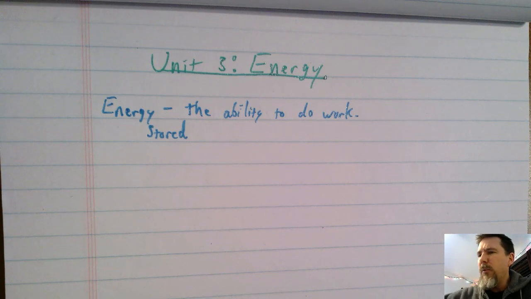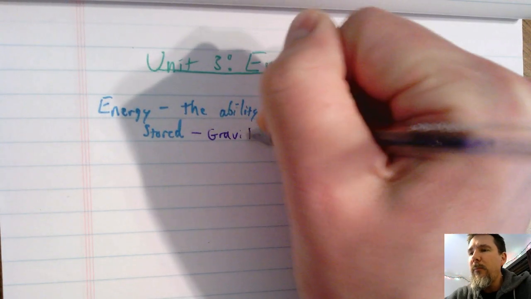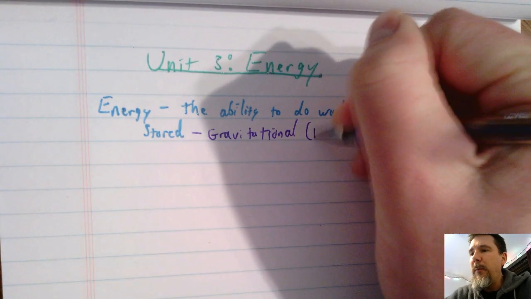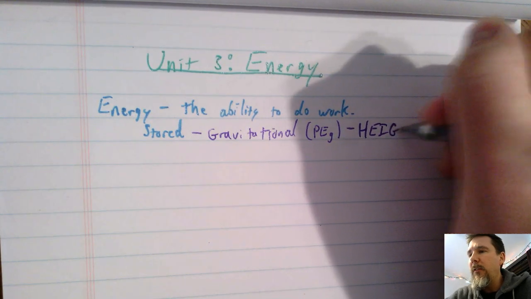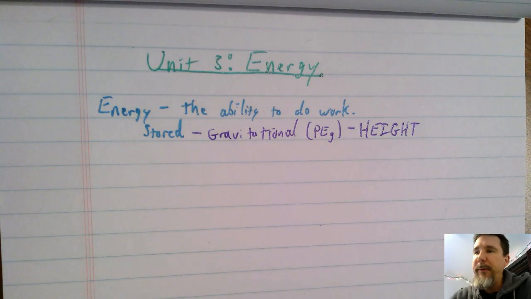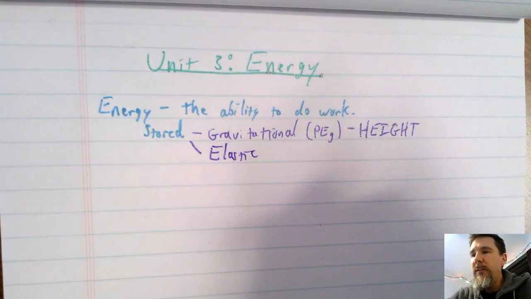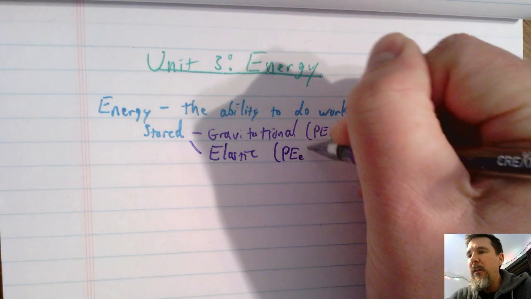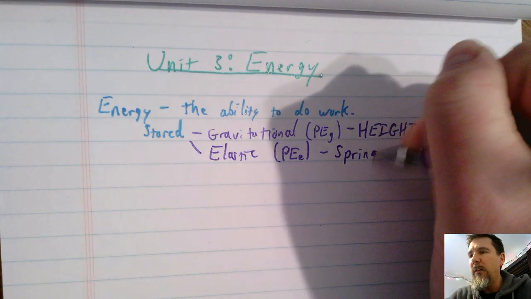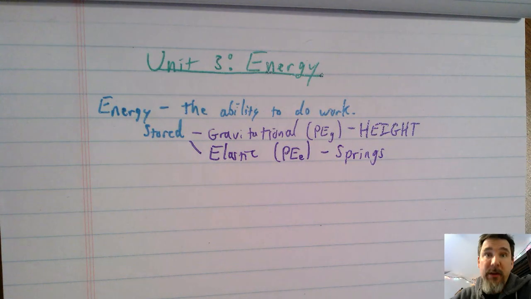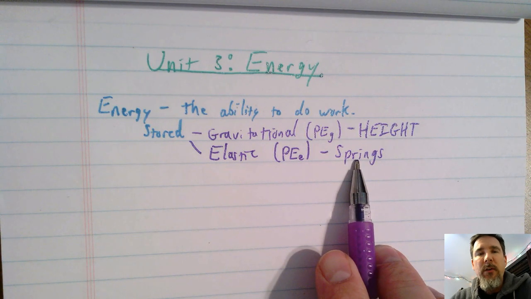So before I go on with that, let me just break this down a little bit. The stored energy is either, like I said, gravitational, and that's our PEG, and that has to do with height. I'm going to spell this wrong. Probably right. Then the other option is our elastic. It's both potential. So potential energy, elastic. And that has to do with something like springs or rubber bands or whatever. So you're storing energy either by lifting something up to a height or in a spring or a rubber band.